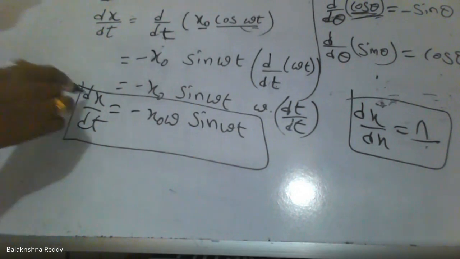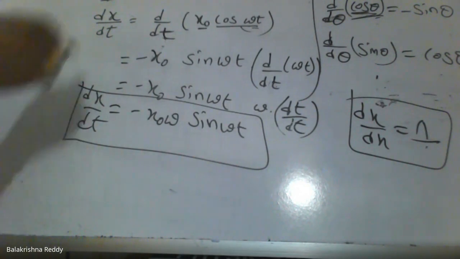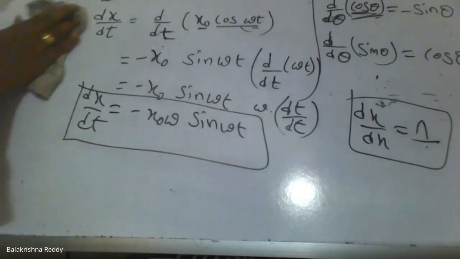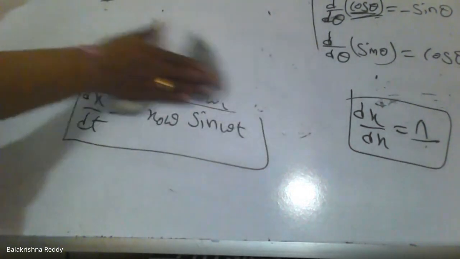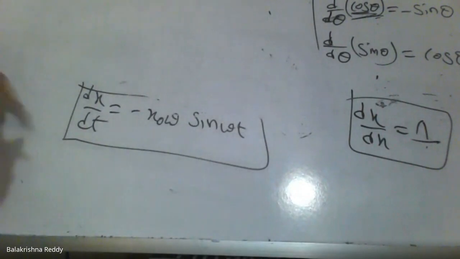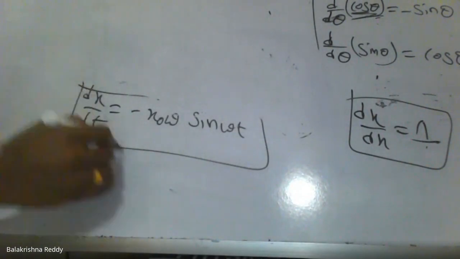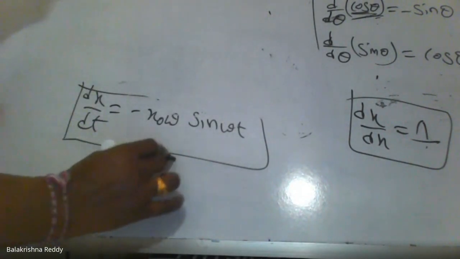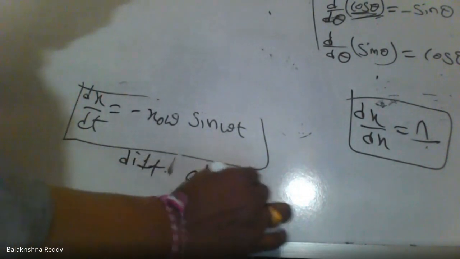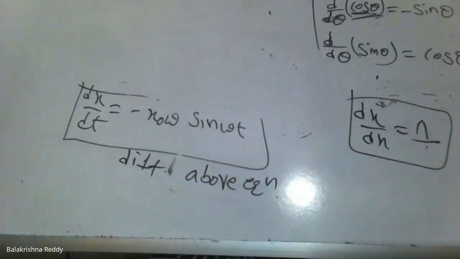Next, dx by dt gives us velocity only, but I did not reach my goal. What is my destination? Acceleration, I need to get, right? Yes, sir. So I'm erasing this. Now I have to differentiate this to achieve the acceleration. So again, I have to differentiate the above equation.